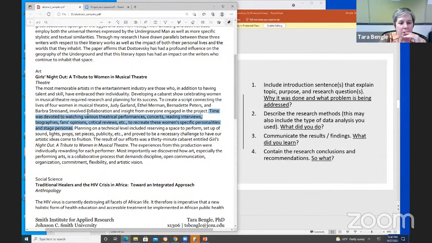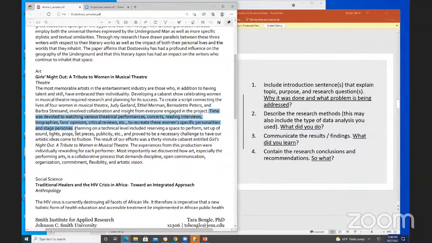So we know that they collaborated, but what they did to get this script was they watched various performances, concerts. They read interviews, biographies, critical reviews, so they could get a real sense of the women's personalities and stage personas. Okay. So that's their research piece. That was their methods that they did. Does that make sense to you, Selah? Yes, that makes sense. Thank you.